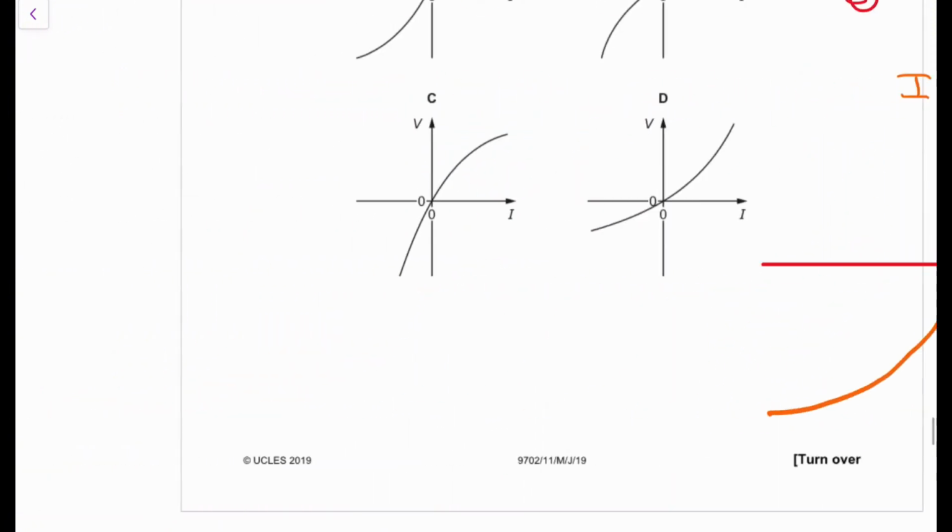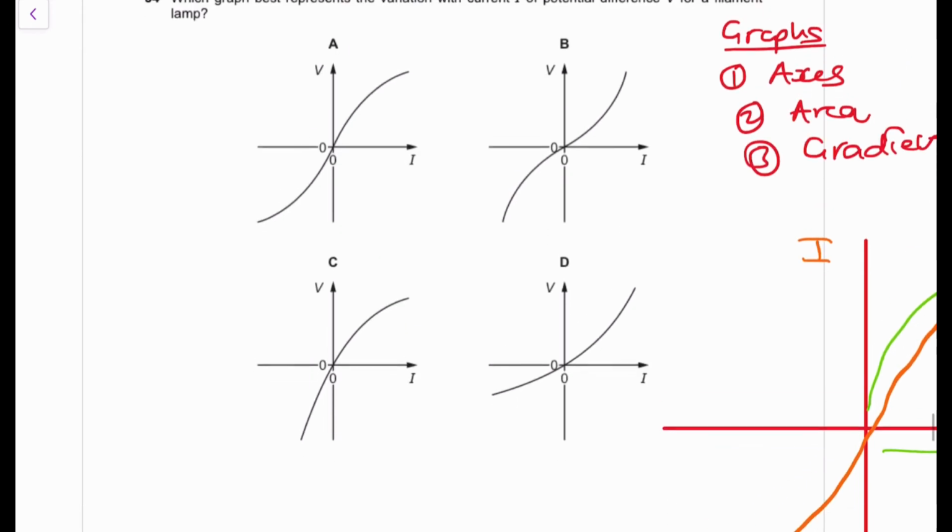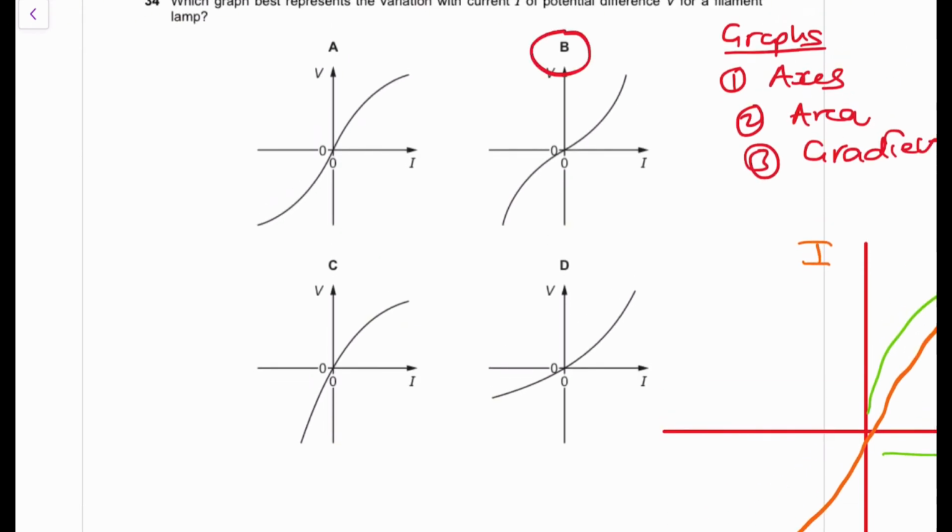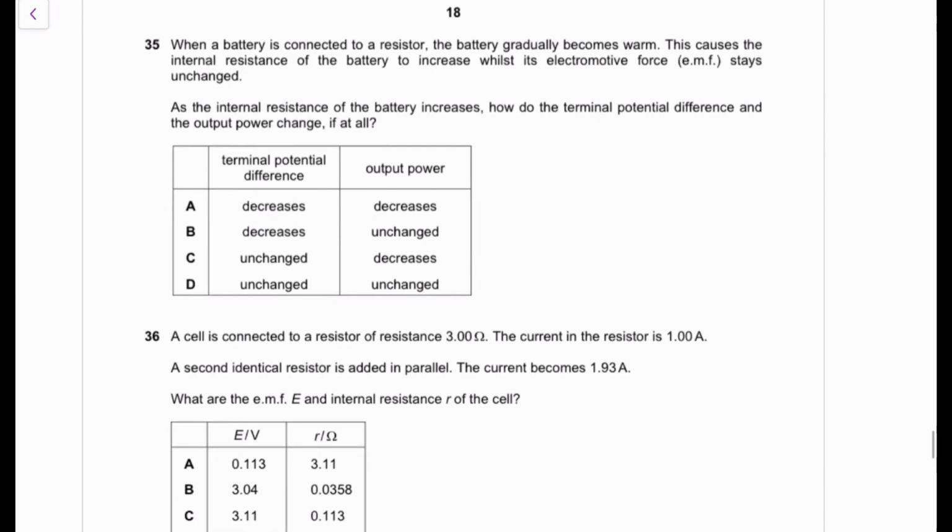So it's going to be something like this, and the only answer that gives us this graph is going to be B, right? Most people could have put A, thinking that this is an IV graph, but it's not, right? So read your axes and be very careful when tackling this question. It's very important. Okay, move on to question 35.